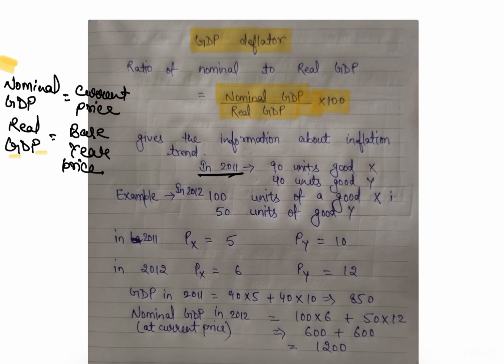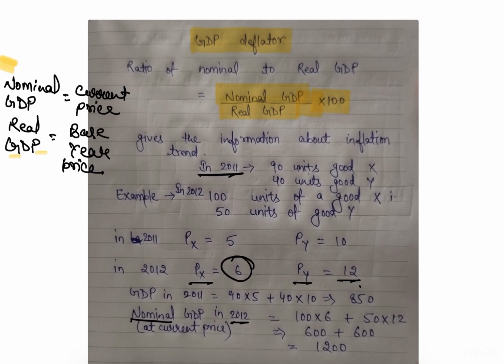Now that firm is producing 100 units of good X and 50 units of good Y in 2012. So its nominal GDP in 2012 will be calculated at the current price, that is, price of good X is 6 and price of good Y is 12. So we will calculate nominal GDP at current price in 2012: 100 into 6 plus 50 into 12, and it will be 1200.